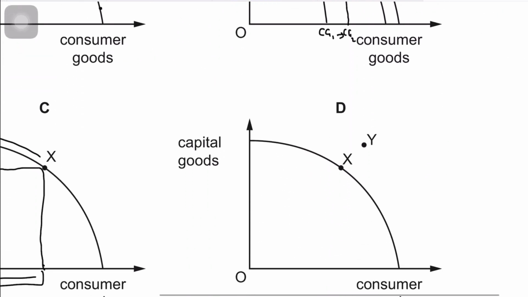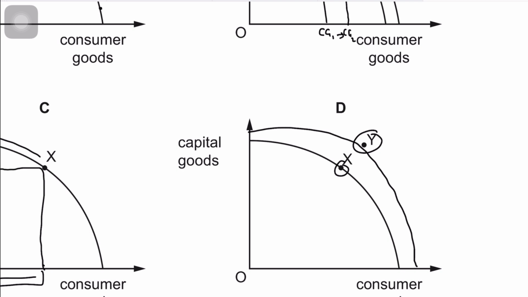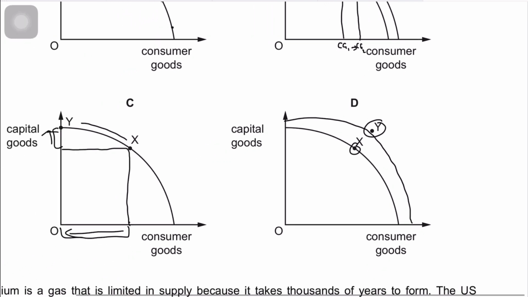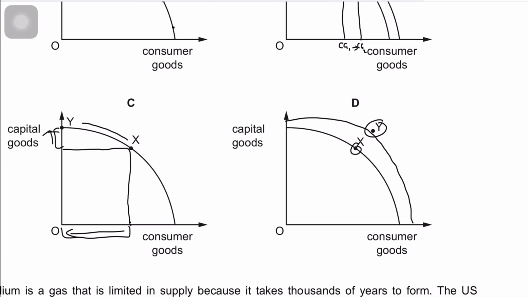As far as option D is concerned, you're at point X now, but point Y is unattainable unless and until your PPC curve shifts outwards. So any point that is beyond the PPC curve is unattainable unless your PPC shifts outwards. Your PPC can also shift inwards as well. That happens due to destruction of infrastructure during times of war and all, right?